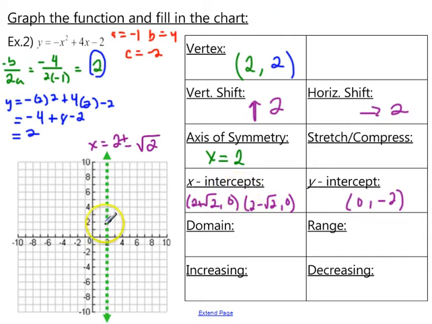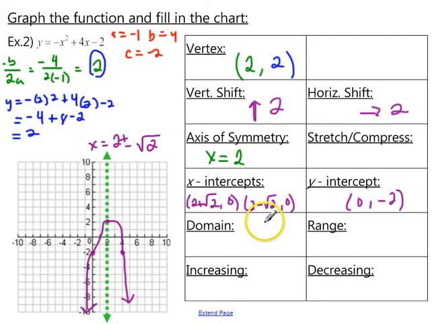So we have our vertex, and then we have the y-intercept, which is (0, -2). Remember, we said the axis of symmetry acts as a line of reflection. So if this is 2 units over this way, we can plot this one 2 units over this way. Now we can go ahead and sketch our parabola. Hopefully yours is a little prettier than mine is.